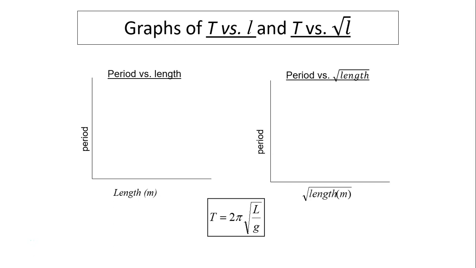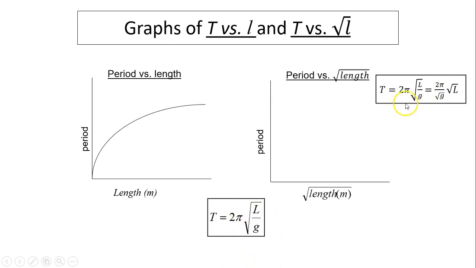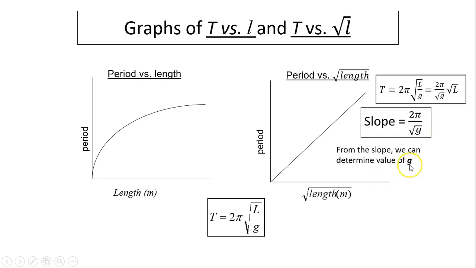Let's look at the graphs of T versus L and T versus the square root of L. Here is the equation, T equals 2 pi square root of L over g. So T versus L is a square root relation. That is a curve. It looks like this. But T versus square root of L is a direct relationship. We can rewrite this relationship as T equals 2 pi divided by square root of g times square root of L. So T and square root of L are directly related. So the line is a straight line. The slope is 2 pi divided by square root of g. From this slope, we can find the value of g.